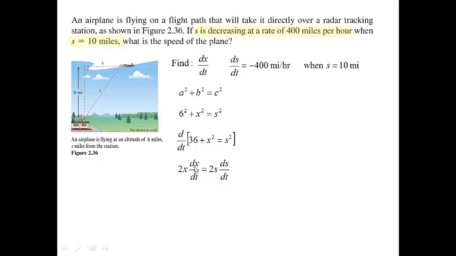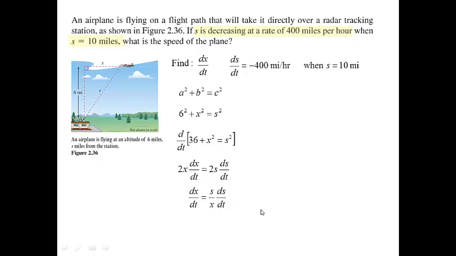Okay, now I'm solving for what? dx/dt. Here it is right there. So I'm going to divide both sides by 2x. And the 2's cancel, and I get s over x, and ds/dt.